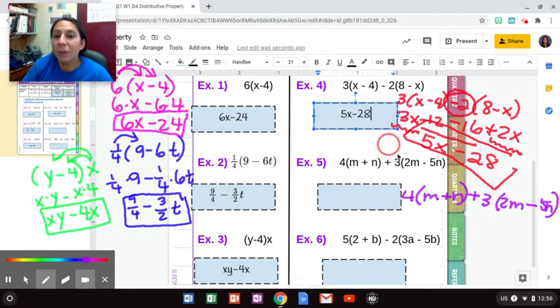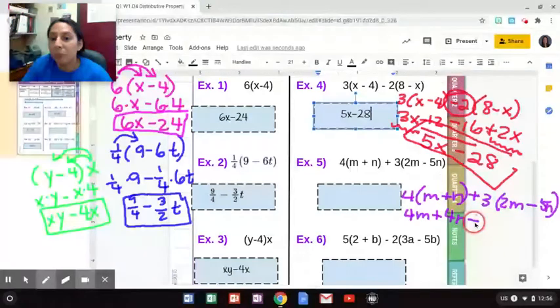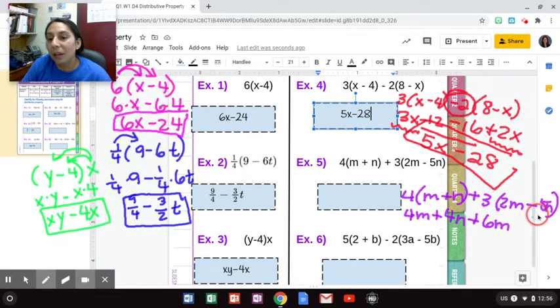Okay, for example 5, you're going to multiply everything by 4 on the first parentheses. So you'll get 4m plus 4n. On the second one, you multiply everything by 3. So 3 times 2m gives you 6m, and then 3 times minus 5n gives you minus 15n.